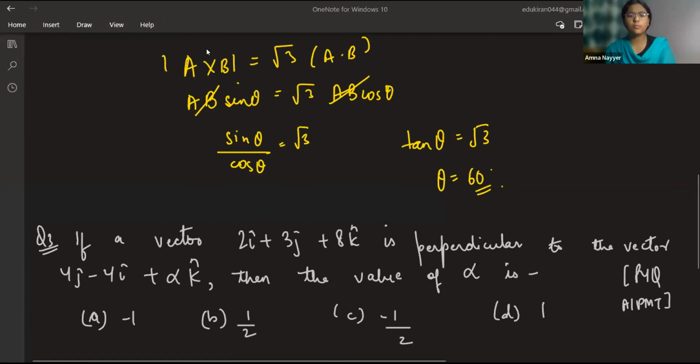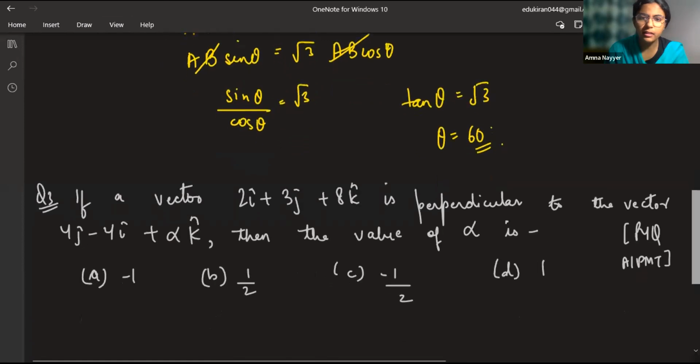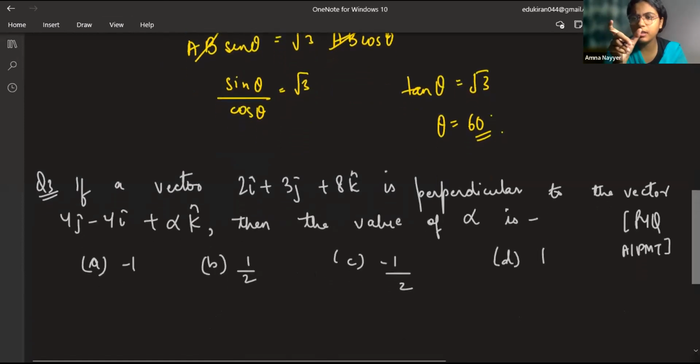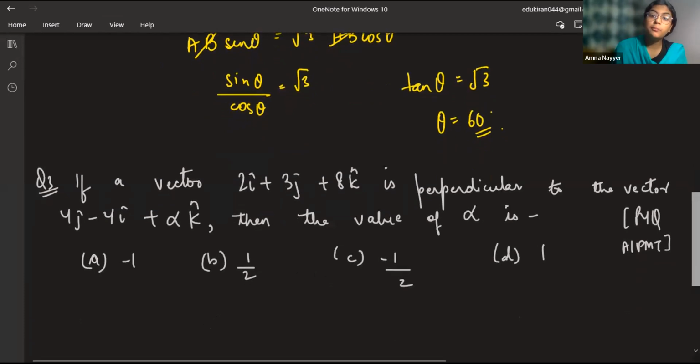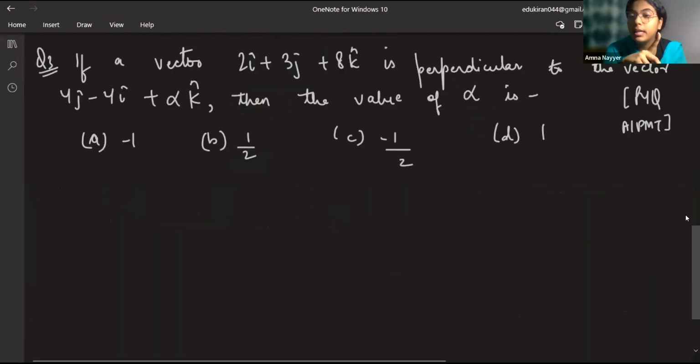Okay, I'll discuss it. Some of you are having confusion in this. See, it says that if a vector, this is given, this vector is perpendicular to this vector, right? And out of it, you have to find out the value of alpha. So whenever a perpendicular term is given, always relate it with cos theta. That is your dot product.